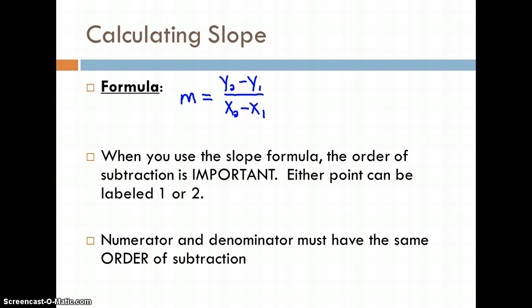Now, when we have 2 points, we can pick either one. We want to label 1 or 2, but we plug them in this formula. M equals y2 minus y1 over x2 minus x1. We must have the same order of subtraction. What that means is we can't do 1 minus 2 in the top and 2 minus 1 in the bottom. We'll see all those examples here in the next couple of slides.